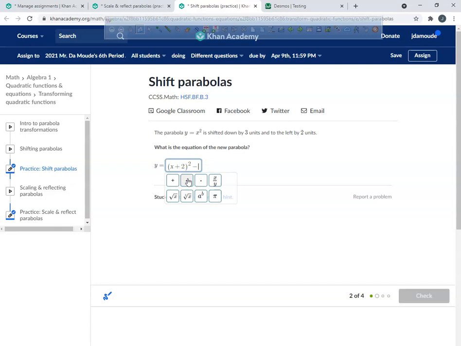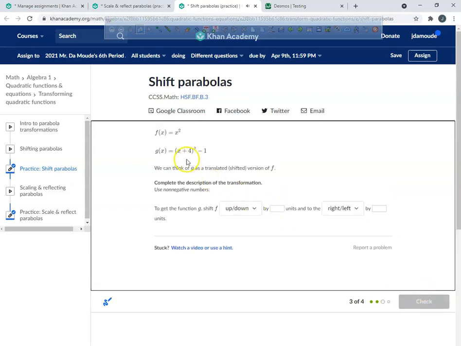Minus 3. x squared, x plus 2 in parentheses squared minus 3. There we go. Okay, let's take a look at this one. We're not going to write it down, we're just going to look at it. That's x squared. That says x plus 4.